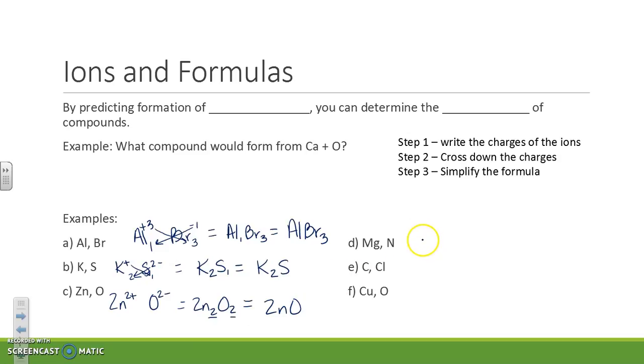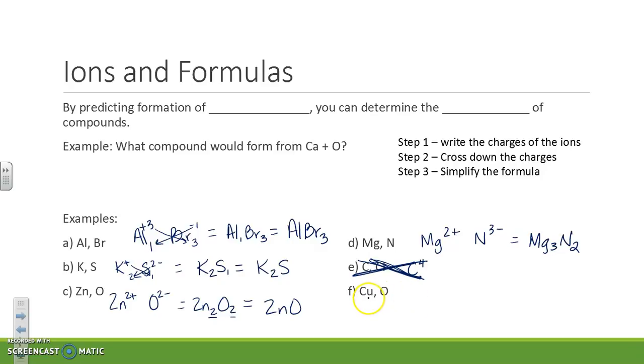Mg with a +2 charge and N with a -3 charge. Cross those, you get Mg3N2. Can I simplify? No. Now C with a +4 charge, or actually it's a plus or a -4. This is a tricky one because this actually isn't an ionic compound. So let's come back to that one, because that's not an ionic compound.